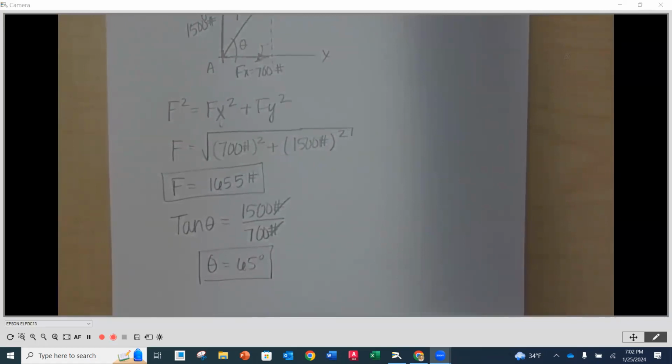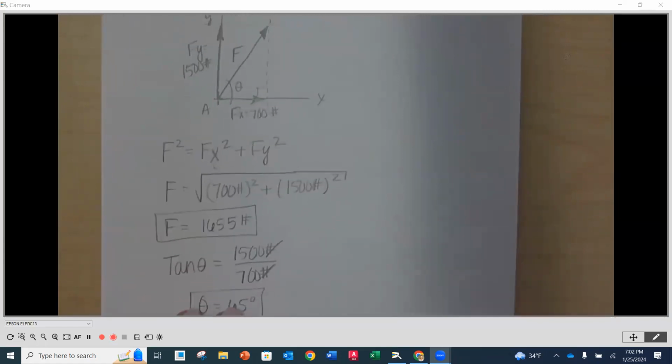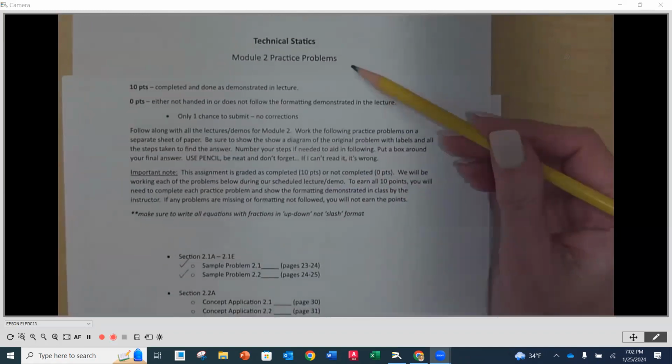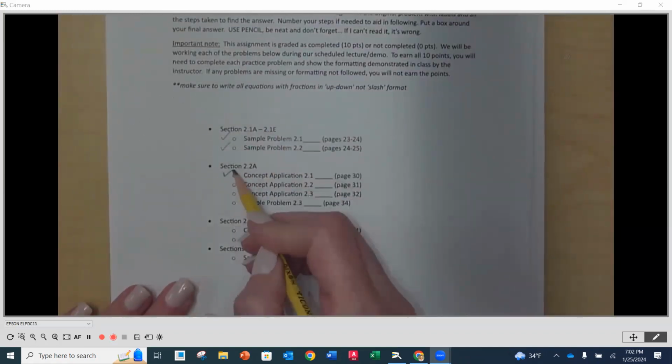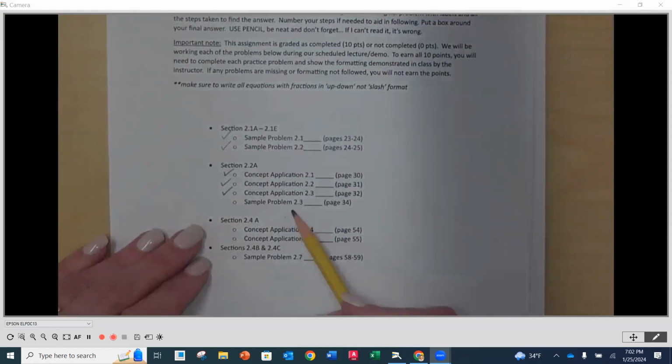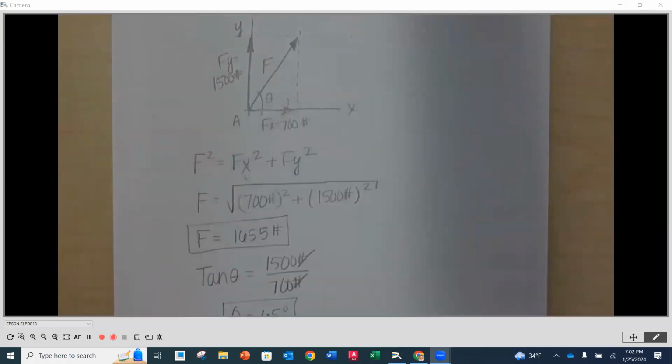Cool. Any questions on components right now? Rectangular components. All right, cool. So as we go back to our practice problems, this is our module 2 practice problems. We did 2.1, 2.2, and we just got done with 2.3 concept applications. So now the next one we're going to look at is that process of using the rectangular component method to find a resultant. So that's going to be sample problem 2.3.